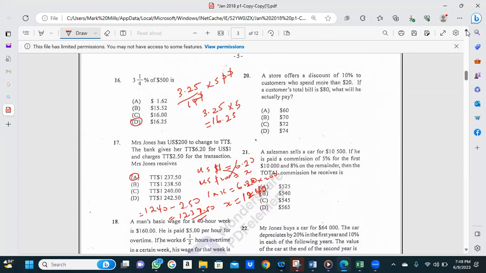Number 20. A store offers a discount of 10% to customers who spend more than $20, right? If a customer's total bill is $80, what would the actual payment be? What will I do?